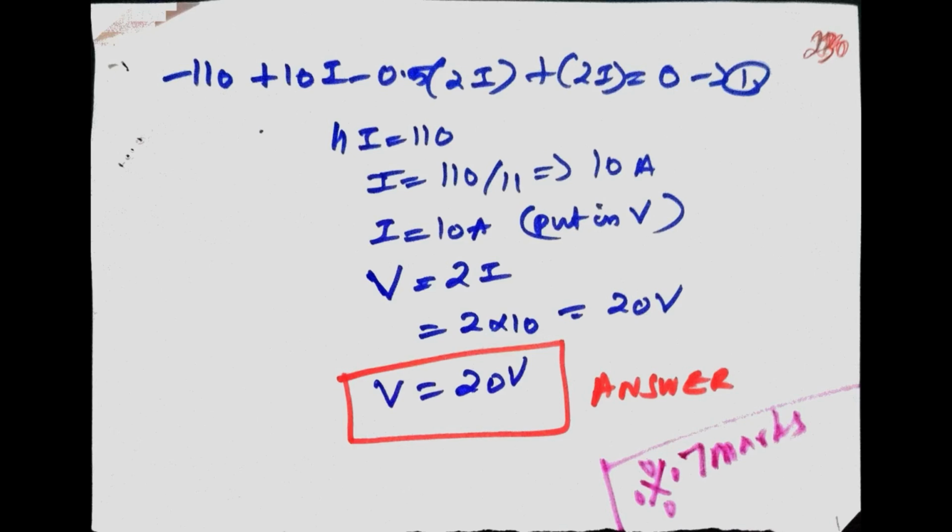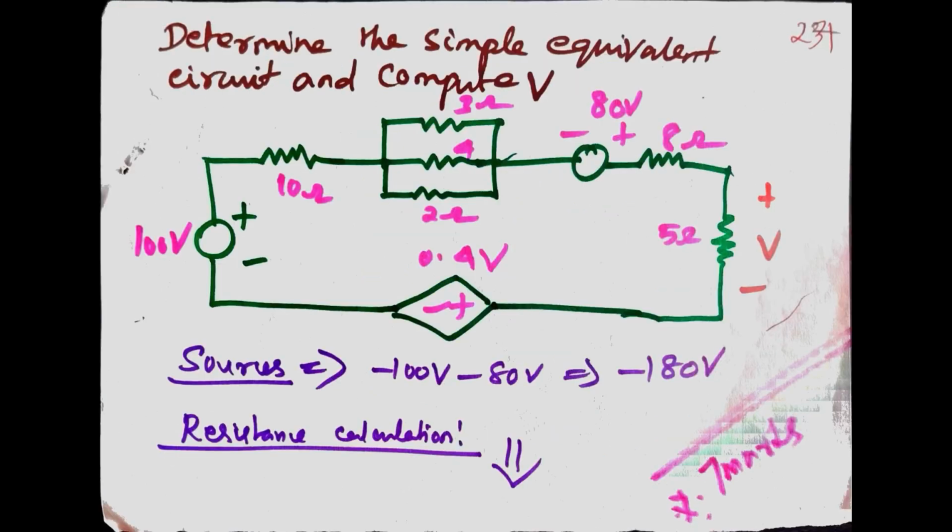Substituting 2 in 1, V is 2I. We obtain from the first equation I is 10 ampere. So V is 2I, 2 into 10, 20 volt.